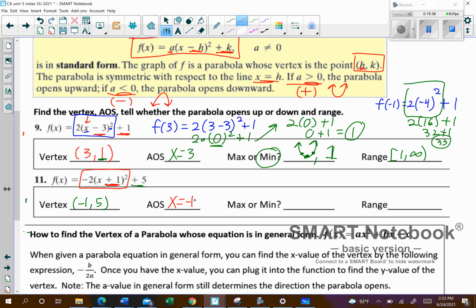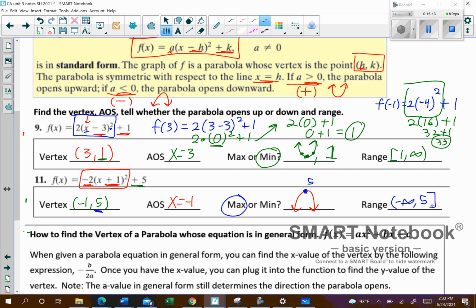Now, in this case, our a value, the value in front right here, is negative, so it's going to cause it to open downwards, which means we're dealing with a maximum height right here. And that maximum height, once again, is found from the y value of the vertex, which is up here at 5. And then our range, so we have a highest point, but we don't have a lowest point. So this thing can go down to -infinity, and then the highest we're going to go up to is 5. And once again, we'll bracket that 5 in.